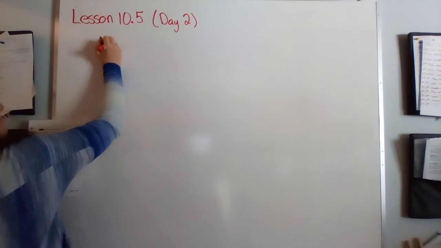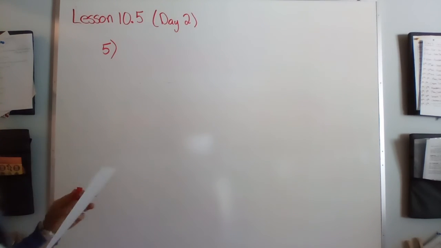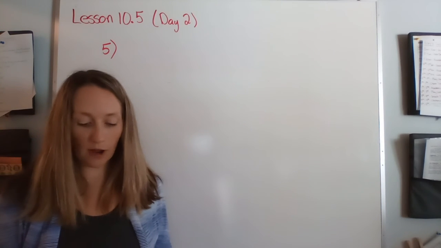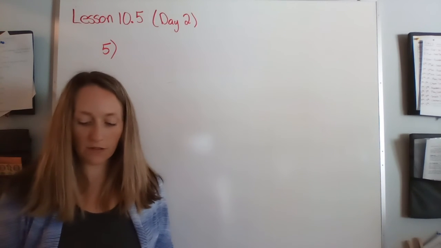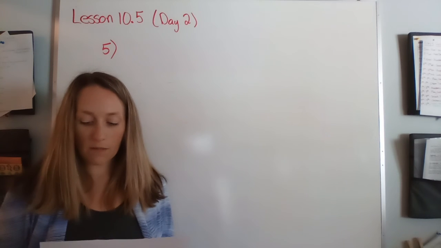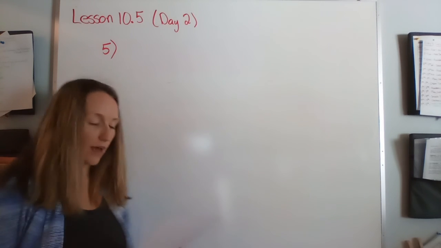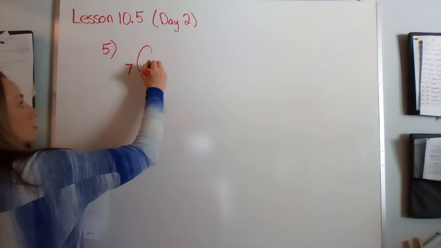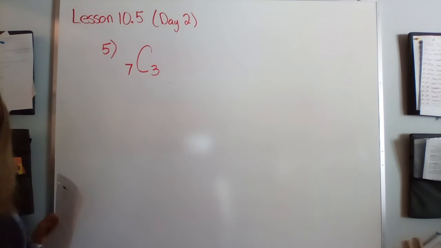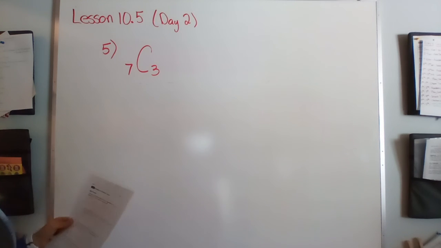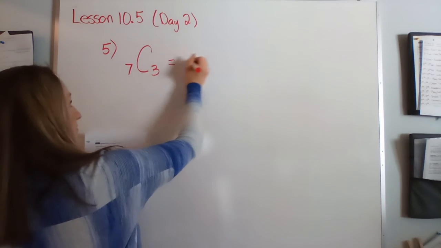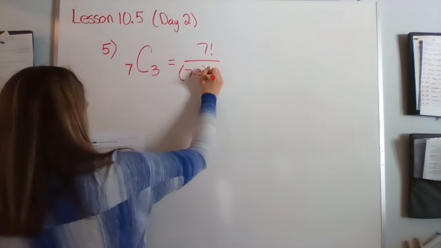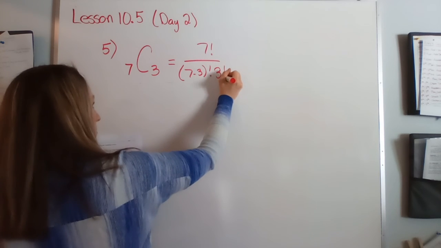All right, so problem number 5. It says, how many possible combinations, so it's already telling you it's a combination type problem, how many possible combinations of 3 colors can be chosen from the 7 colors of the rainbow? So 7 total objects, 7 colors in the rainbow. We're going to choose 3 because that's what the problem tells us to do. You could use the formula. Remember, it's going to be 7 factorial over 7 minus 3 factorial times 3 factorial.